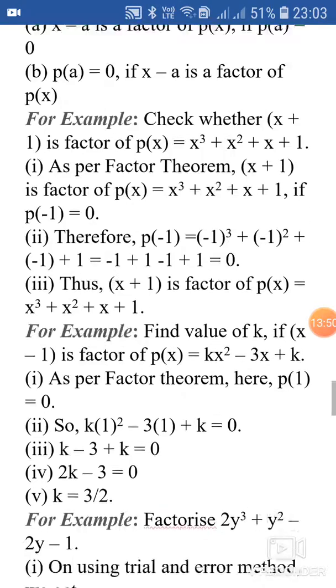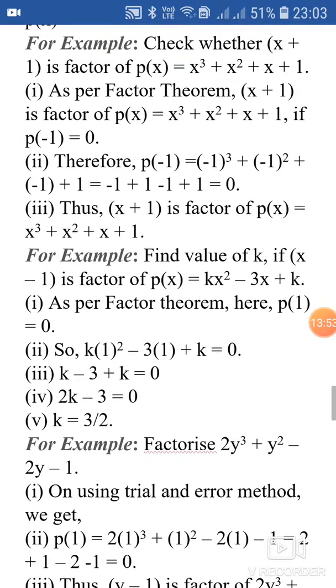Now comes the example related to that. By the factor theorem, we only have to put in the value. The polynomial is x cube plus x square plus x plus 1, and the factor is x plus 1. So for the factor you put it equal to 0: x plus 1 equals 0, so x equals minus 1. Now in p(x) we put x equal to minus 1. So p(minus 1) equals 0. When we put minus 1 for x everywhere, our answer comes 0. If the answer comes 0, then x plus 1 is a factor, otherwise not. This is the first type of question.